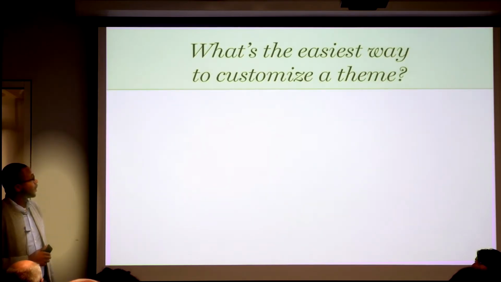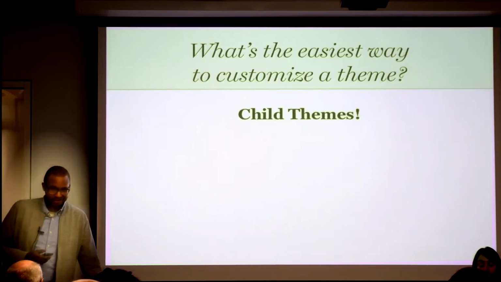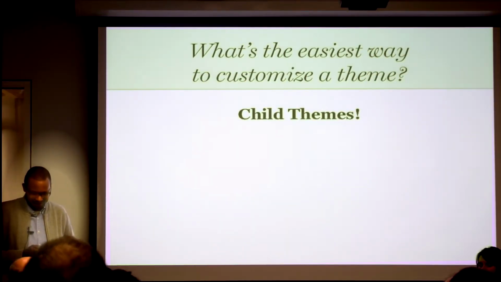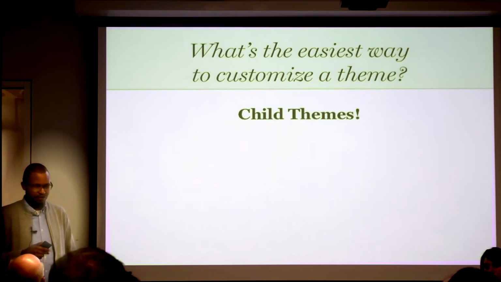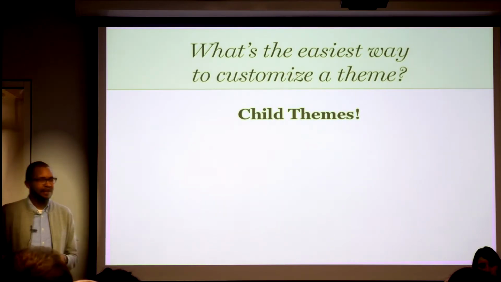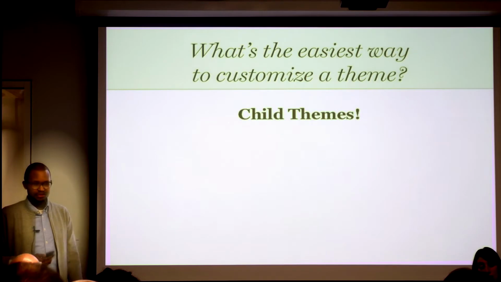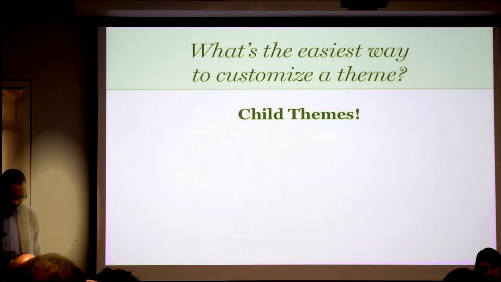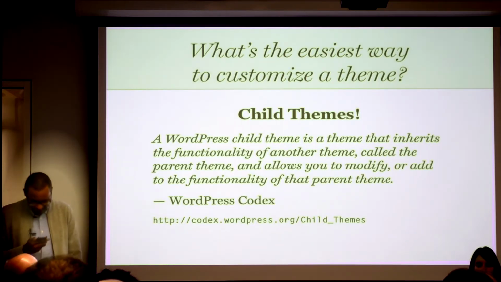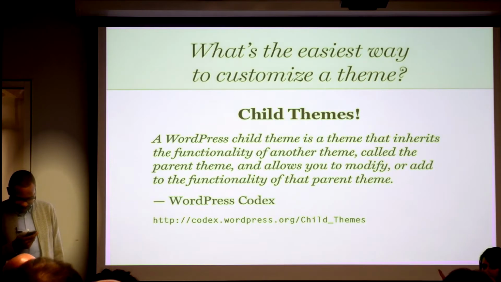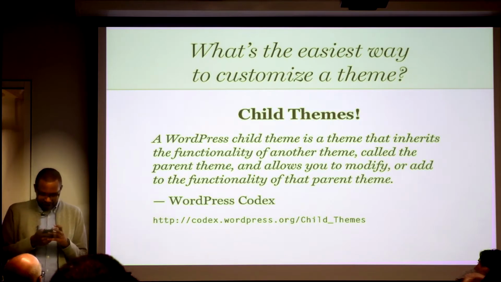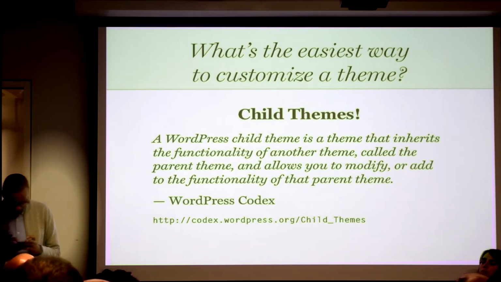And what's the easiest way to do that? Child themes. I did a talk, I think in 2010 or maybe late 2009, about how using child themes really sped up my development process. And for a while, it became really vital to all the different projects I've been working on. But to explain child themes a little more, WordPress defines a child theme as a theme that inherits the functionality of another theme, called the parent theme, and allows you to modify or add to the functionality of that parent theme.